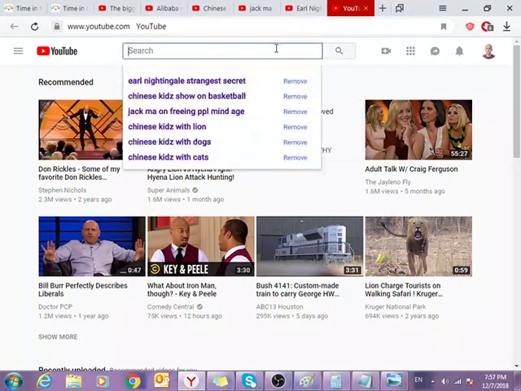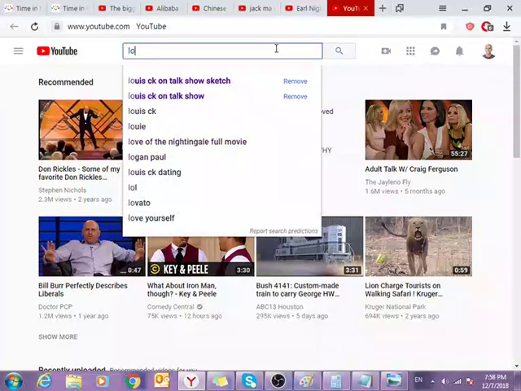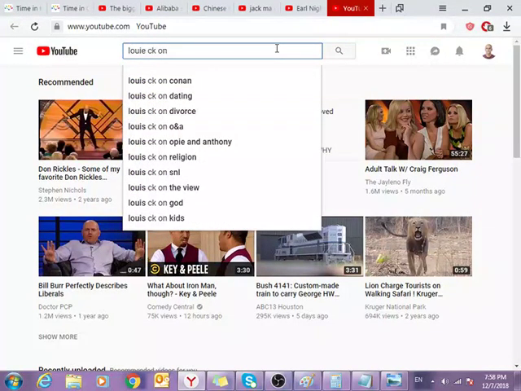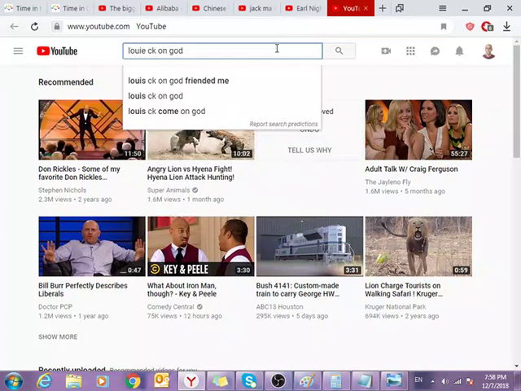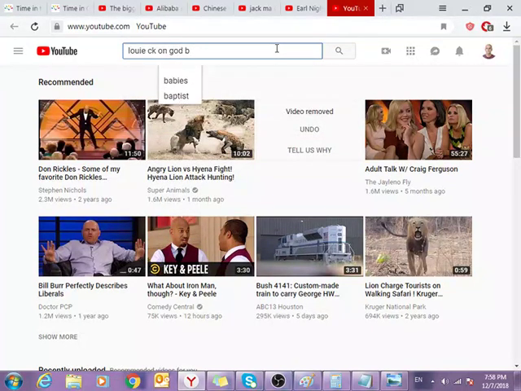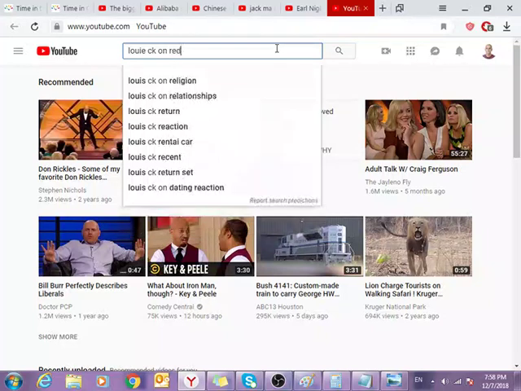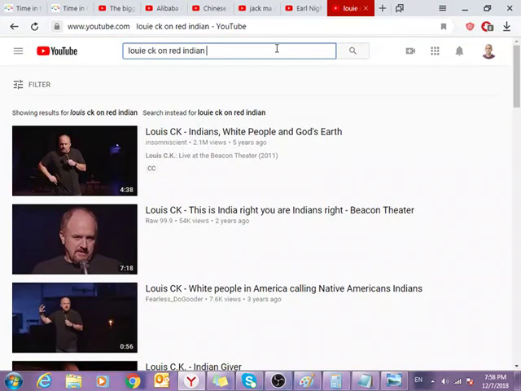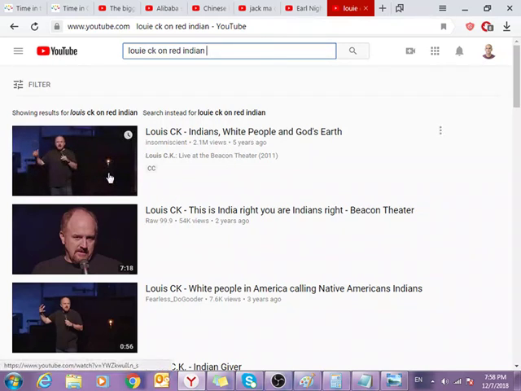Louis C.K. Louis C.K. on God. Or Red Indians. Oh, they are Red Indian. He did use the Indian to forget the Red Indian. Can you use vote to live as a free man? Fucking animals. God, Earth, listening.